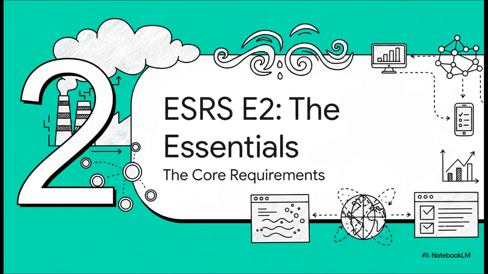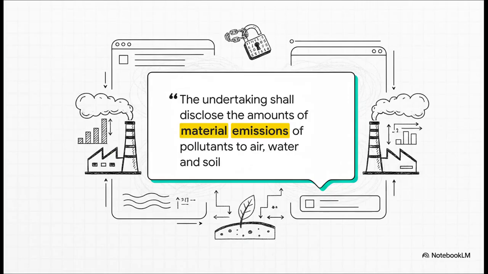Okay, so let's assume that yes, pollution is a material topic for your organization. What happens next? What does the latest draft version of ESRS E2 actually ask you to do? At its absolute core, the standard is all about transparency and hard numbers. This quote, right from paragraph 14, says it all. The goal is to get companies to disclose the actual amounts of their significant pollutant emissions. It's a huge shift from just making broad statements to providing concrete, quantifiable data.